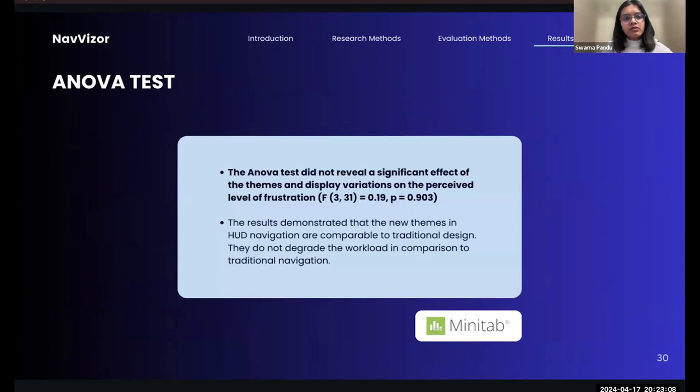The result of our ANOVA test did not showcase a significant effect of our display variations on the frustration levels. However, the theme-based navigation does not degrade the workload and is comparable to traditional navigation systems.